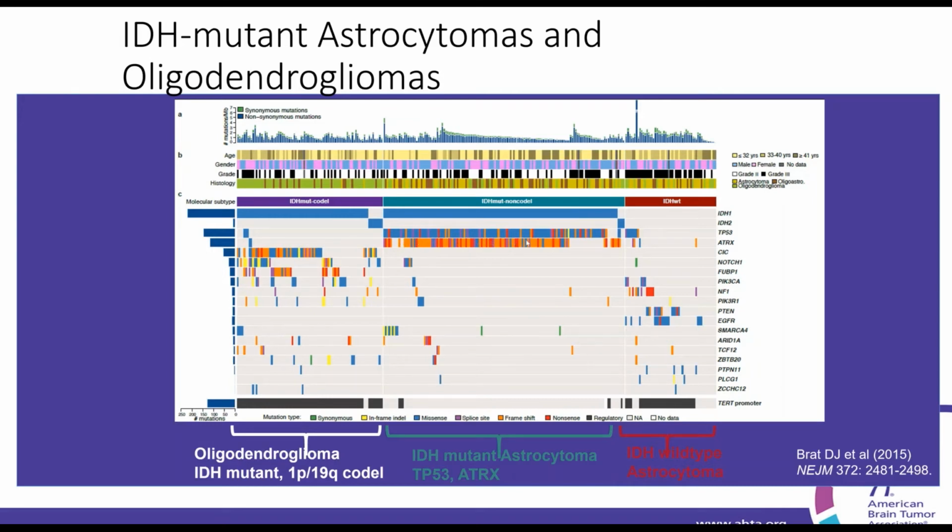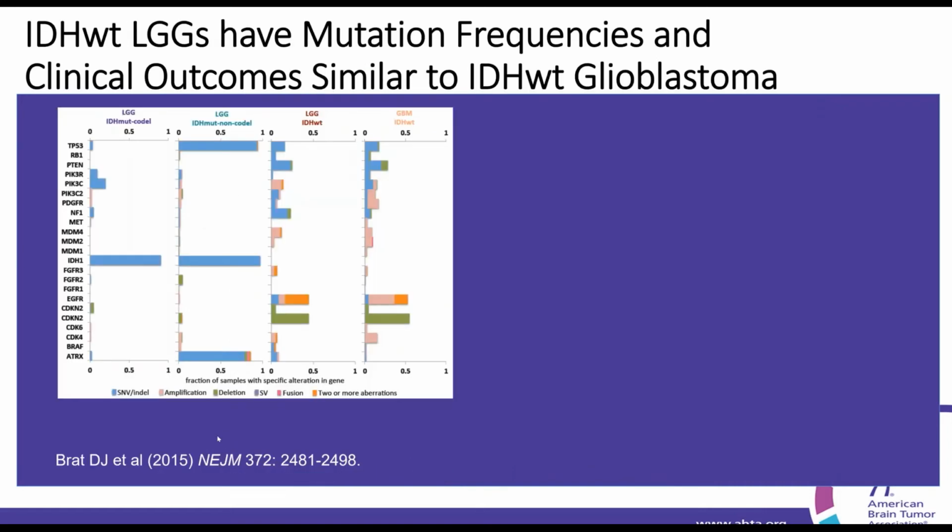Those tumors that are IDH mutated but don't have that 1p19q codeletion, they tend to have p53 mutations and ATRX losses, and that's now how we define IDH mutant astrocytomas. Those tumors that looked like they were histologic grade 2 and 3 but didn't have either an IDH mutation or 1p19q codeletion were called IDH wild type, and they essentially have the same molecular profile as the IDH wild type glioblastoma.